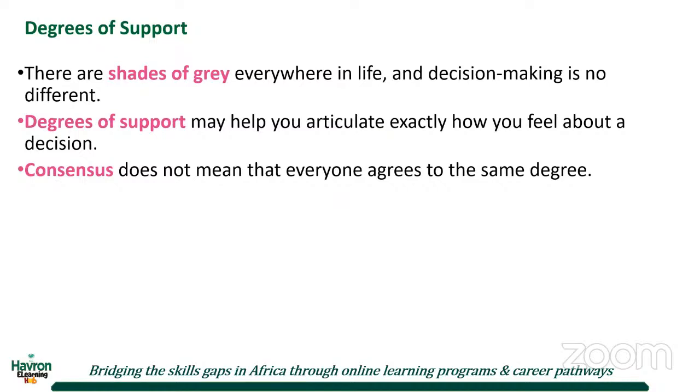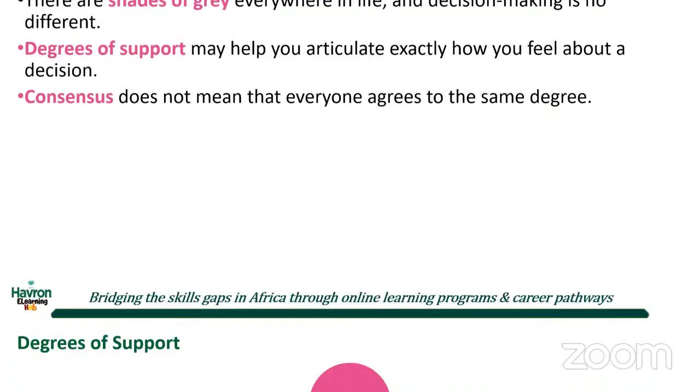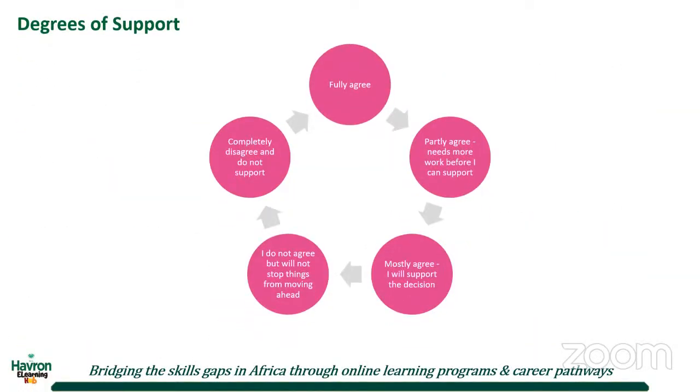Now you go for degrees of support. If participants can apply degrees of support instead of having to select yes or no, they may feel some relief that they are not taking sides. The degree of support may help them articulate exactly how they feel about a decision. So no need for black and white thinking. Using degrees of support will help a group realize that consensus does not mean that everyone agrees to the same degree. So let's look at the diagram below.